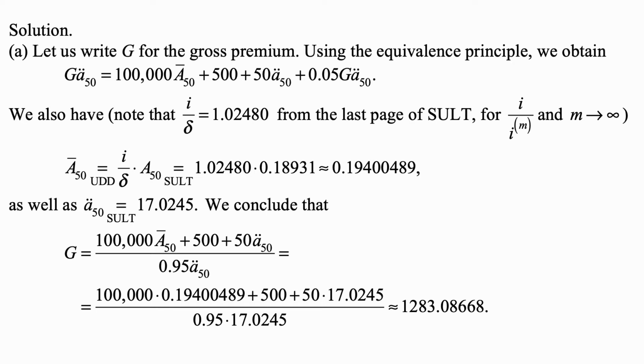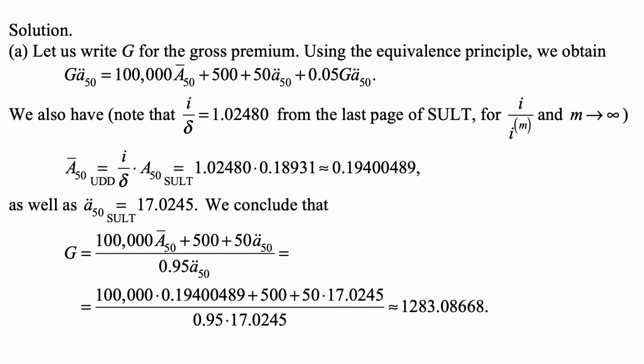We also have, and note that i over delta is 1.02480 from the last page of the table, where you take i over i upper m for m going to infinity. So A bar 50 under uniform distribution of deaths is equal to i over delta times A 50. And from the table, that's 1.0248 times 0.18931. So it's approximately 0.19400489. And A double dot 50 from the table is 17.0245.